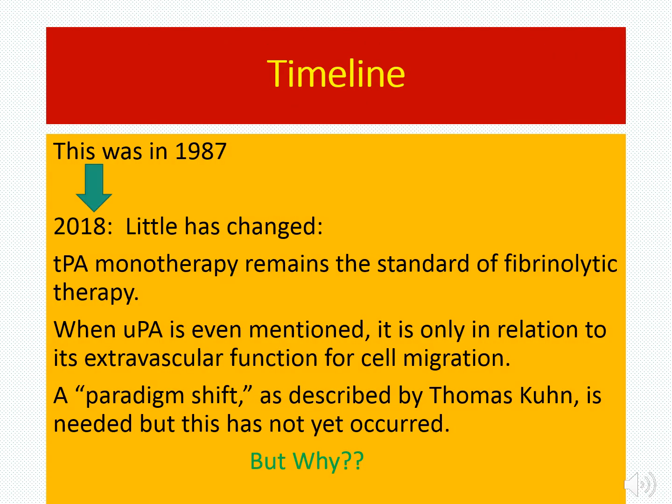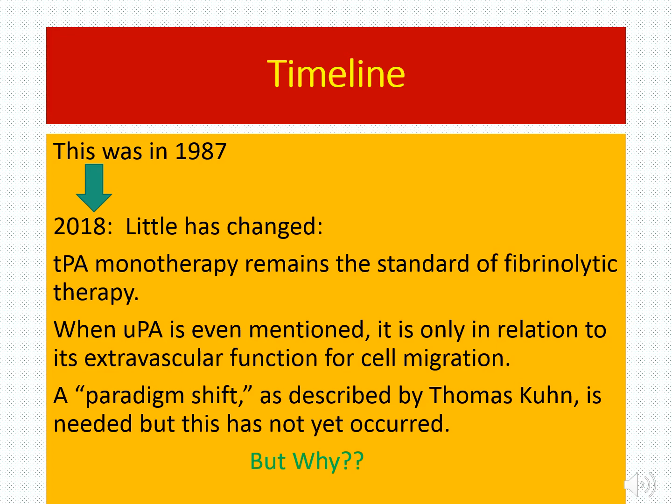A timeline is shown here. In the previous slide, we were in 1987. Fast forward to 2018, little has changed. Fibrinolysis and TPA remain virtually synonymous, and TPA remains the only activator in use. When UPA is mentioned in reviews, it is only in relation to its extravascular function for cell migration. A paradigm shift, as described by Thomas Kuhn, is needed, but this has evidently been delayed.